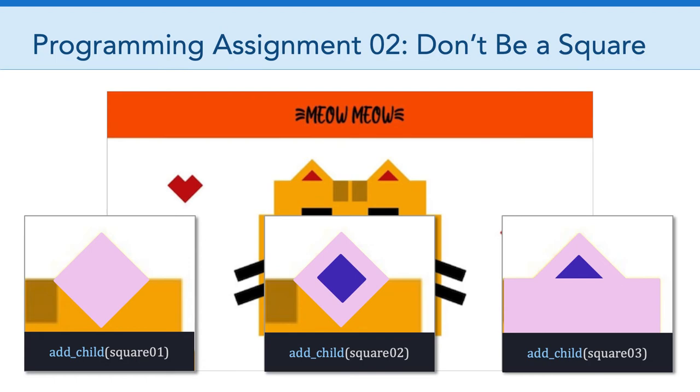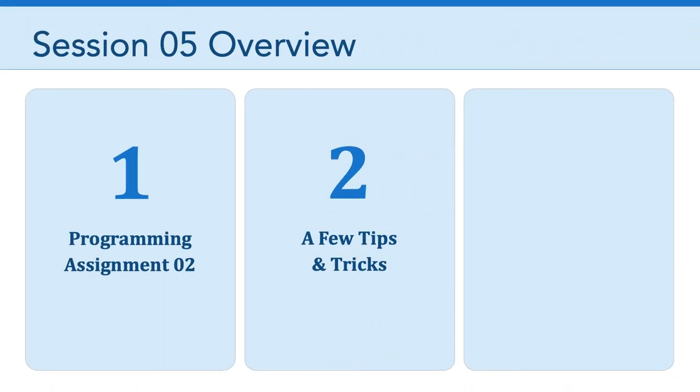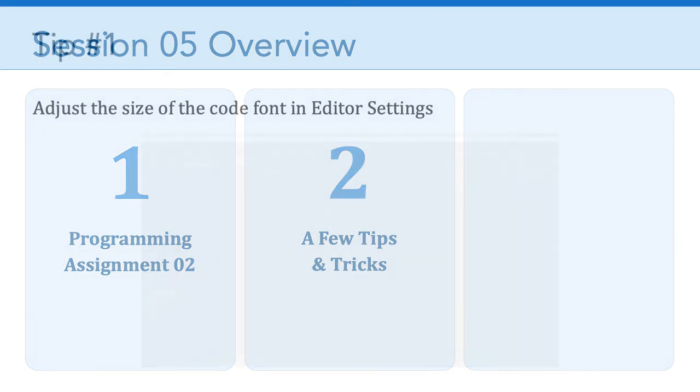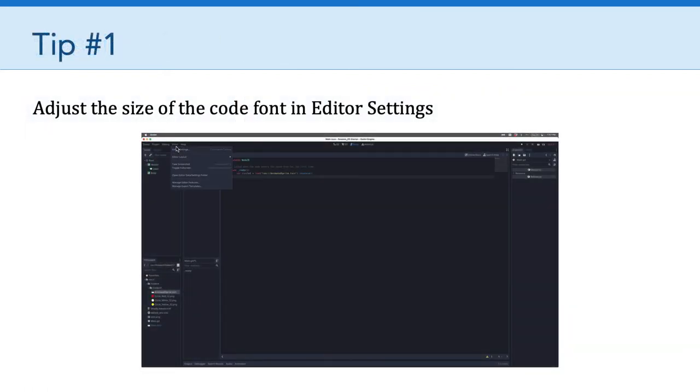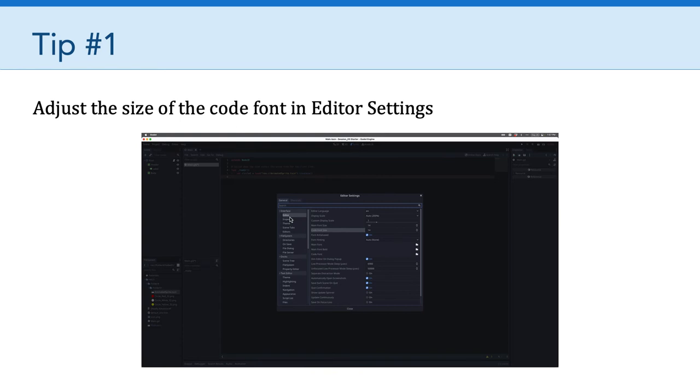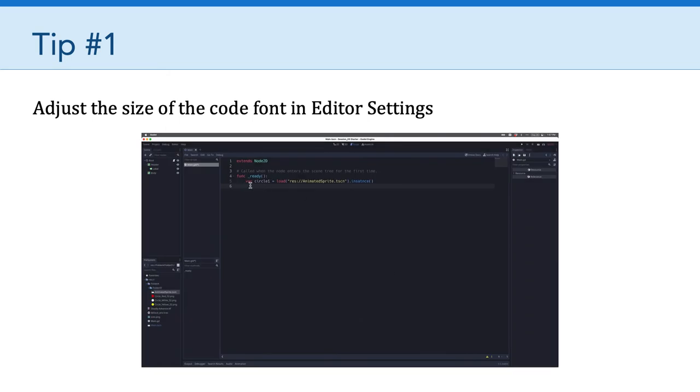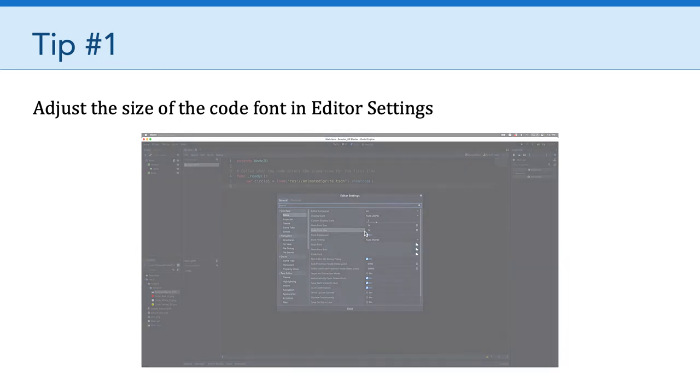Okay, let's move on. Next up, I want to share a few tips and tricks for working with the Godot engine. First up, I want you to know that you can actually adjust the size of the code font used in the editor. To do this, you need to go to Editor Settings. From there, under the Interface dropdown, you will find that you can adjust the code font size. By default, it is pretty small, so feel free to adjust this to something that is more comfortable for you and your setup.